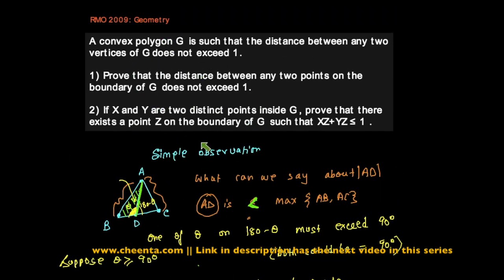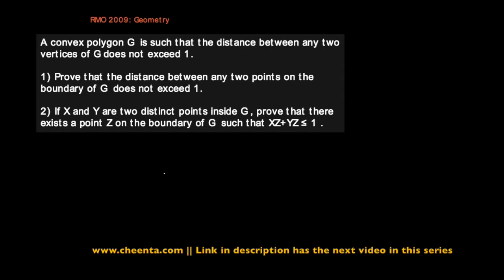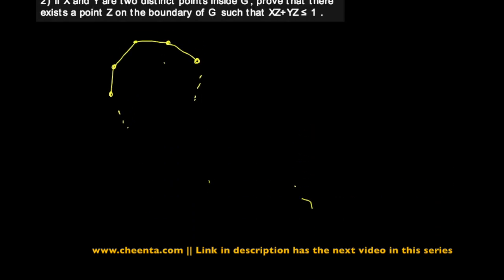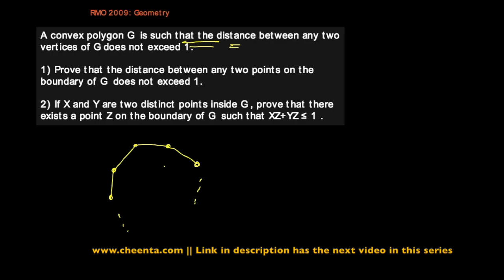So if you understand this proof, we can come back to this problem, which is from RMO 2009. It says that we have a convex polygon G such that the distance between any two vertices of G does not exceed 1. Of course we cannot draw any convex polygon, so I'll just draw some of the sides of the polygon, and there could be more sides here and here. The statement says that the distance between any two vertices of G does not exceed 1. So even if you join these two, for example, the distance between them does not exceed 1. Let me not draw those, to keep it a little neat.